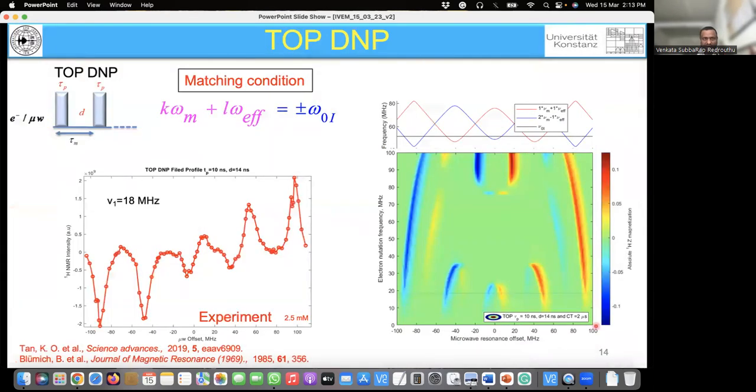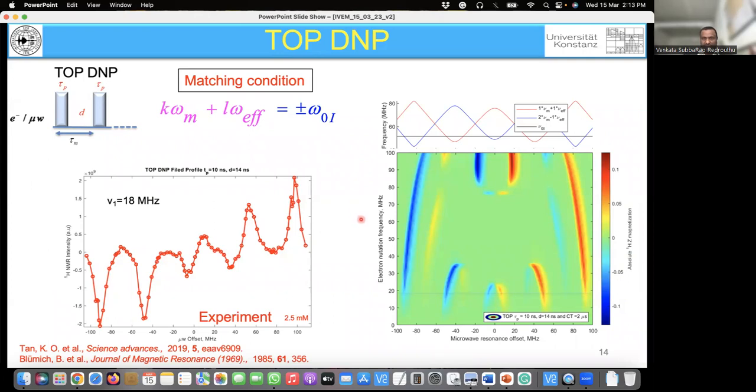Kong and his co-workers came up with a new idea of incorporating a modulation frequency in the matching condition by means of a modulated pulse sequence. That is the TOP DNP sequence, which stands for time optimized pulse DNP, where we apply a pulse followed by a delay, and we repeat this block for the contact time.